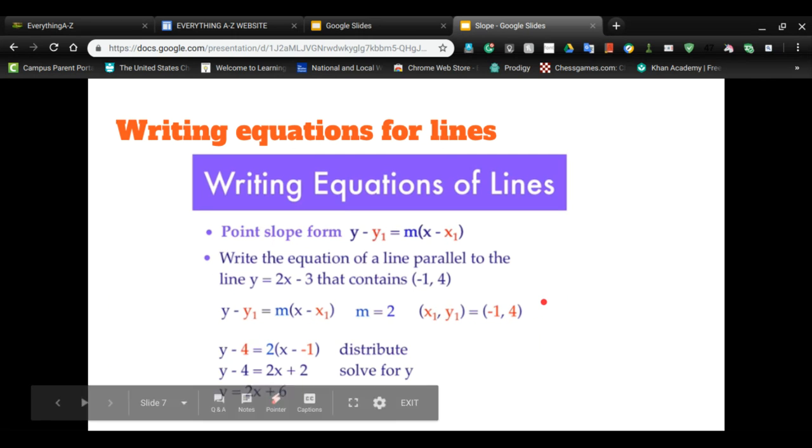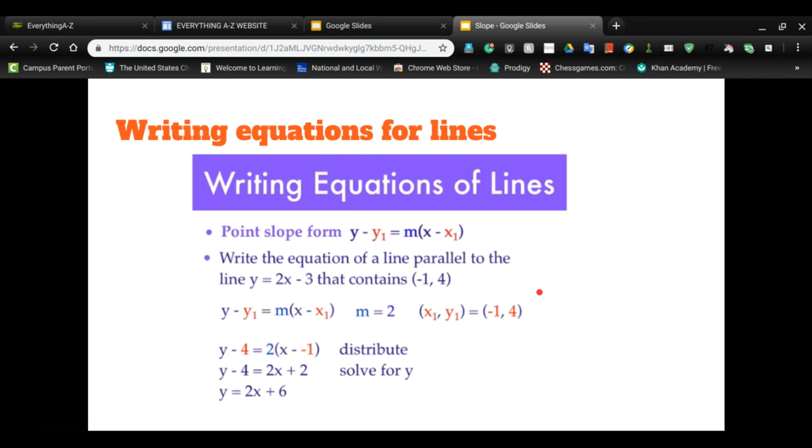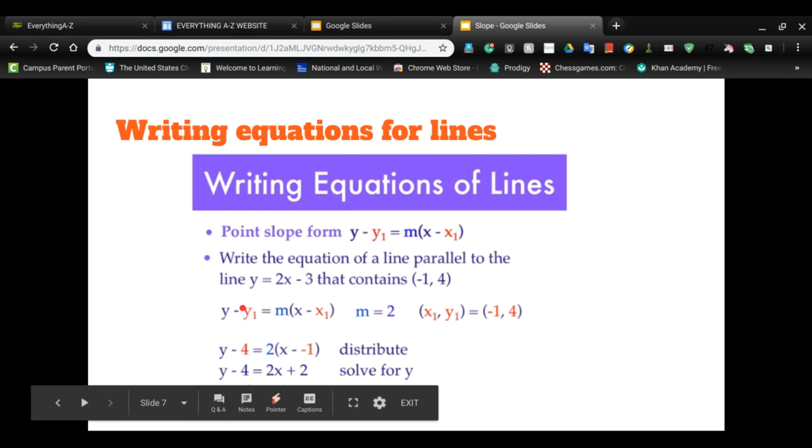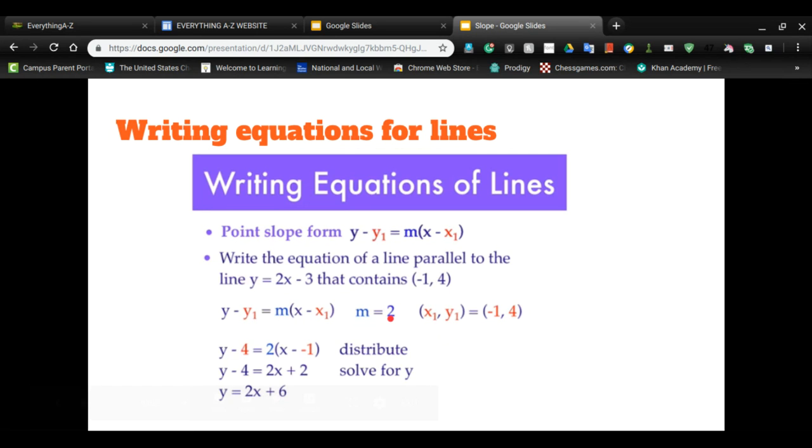Writing equations for lines. Point slope form, which is y minus y1 equals m in parentheses x minus x1. So you're using distributive property right there. Now write the equation of a line parallel to the line y equals 2x minus 3 that contains the coordinate minus 1, 4. Now y minus y1 equals m(x minus x1). And so m, which is 2 from the equation before, and it's parallel, so they have the same slope. So you put m as 2. And then x1 and y1 is negative 1, 4. So you just input that into the equation, which turns out into y minus 4 equals 2(x minus 1).